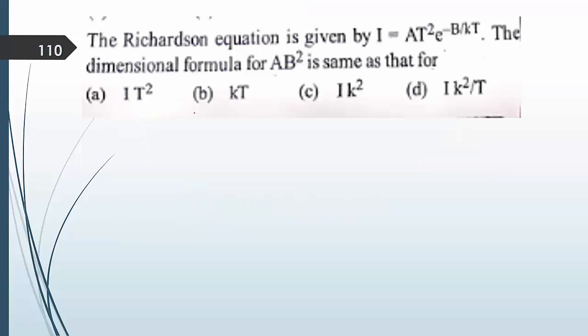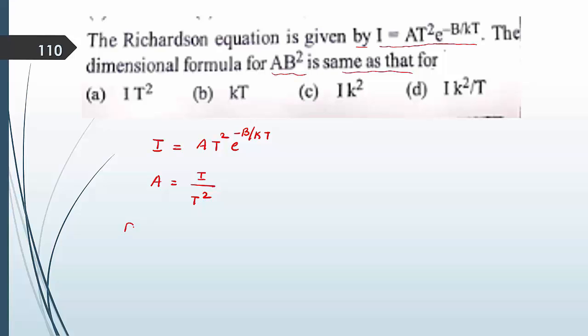Question number 110. The Richardson equation is given by I equal to A T square E raised to minus B over K into T. The dimensional formula for AB square is as same as. See, I am going to write the equation. I equal to A T square E raised to minus B over KT. Separately, I am going to write these value. A is equal to I divided by T square, E raised to minus B divided by KT.